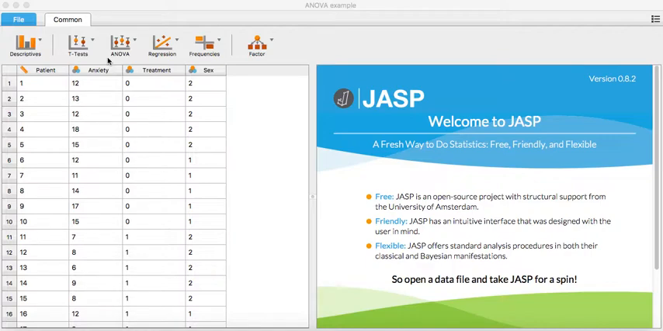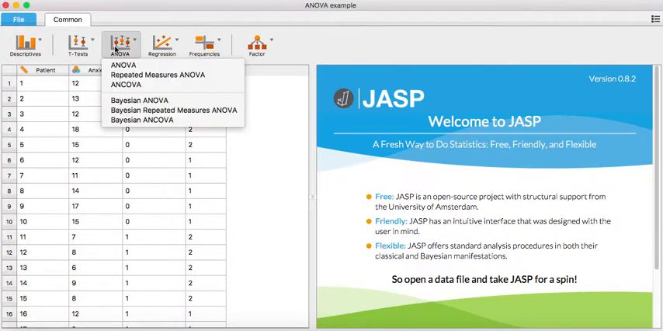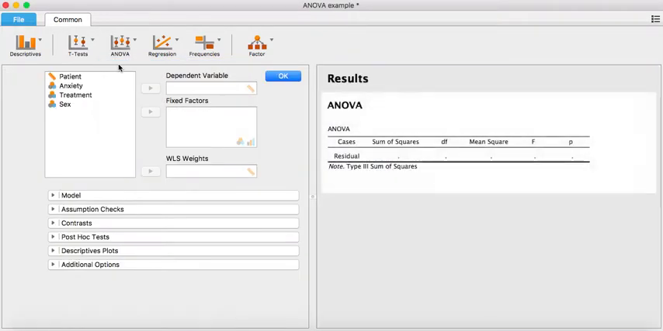Now, because we are not measuring anxiety at a pre-treatment and post-treatment level, we're just measuring anxiety after taking the pill, we want to run a regular ANOVA as opposed to repeated measures ANOVA, because these are between subjects. We're not measuring the same people pre and post. It's just patient 1, patient 2, patient 3. Everyone's getting measured at the same time. Okay? So we want to go to ANOVA, select regular ANOVA.